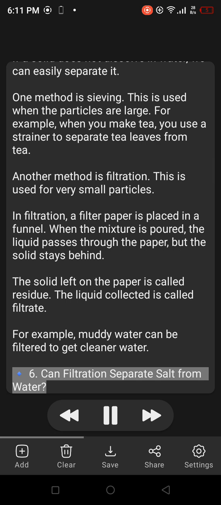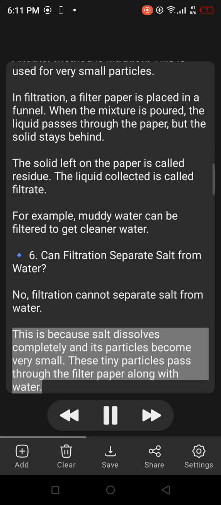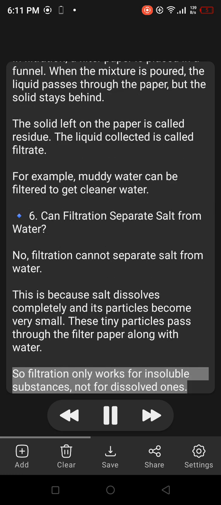6. Can filtration separate salt from water? No, filtration cannot separate salt from water. This is because salt dissolves completely and its particles become very small. These tiny particles pass through the filter paper along with water. So filtration only works for insoluble substances, not for dissolved ones.